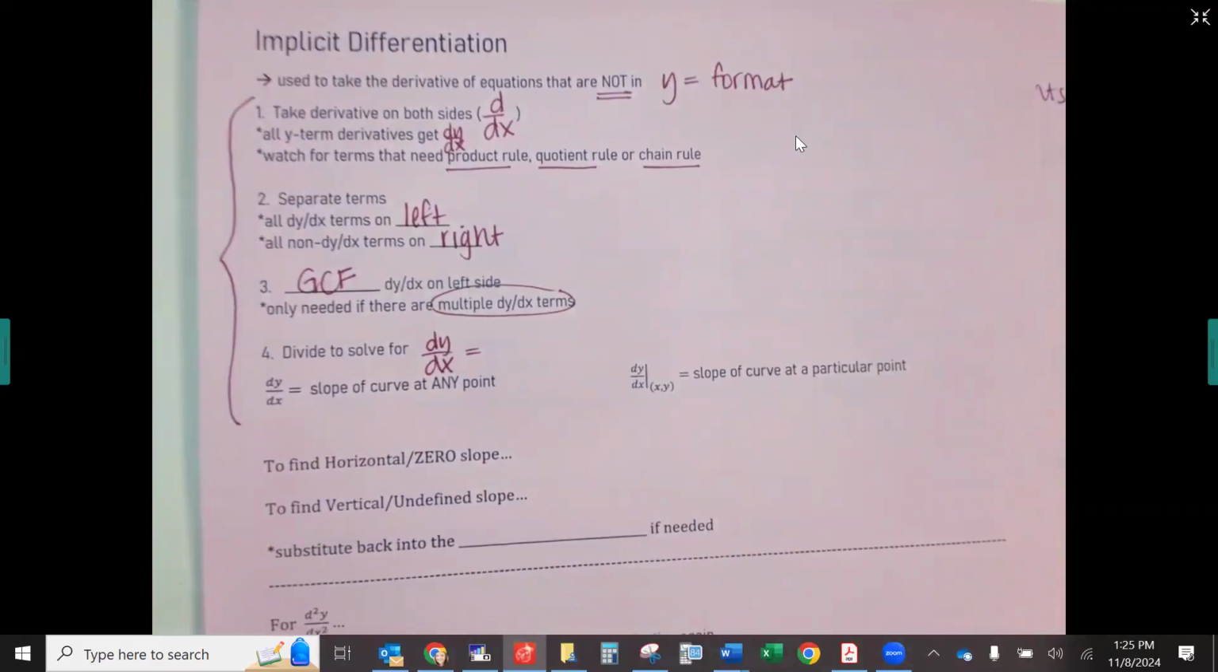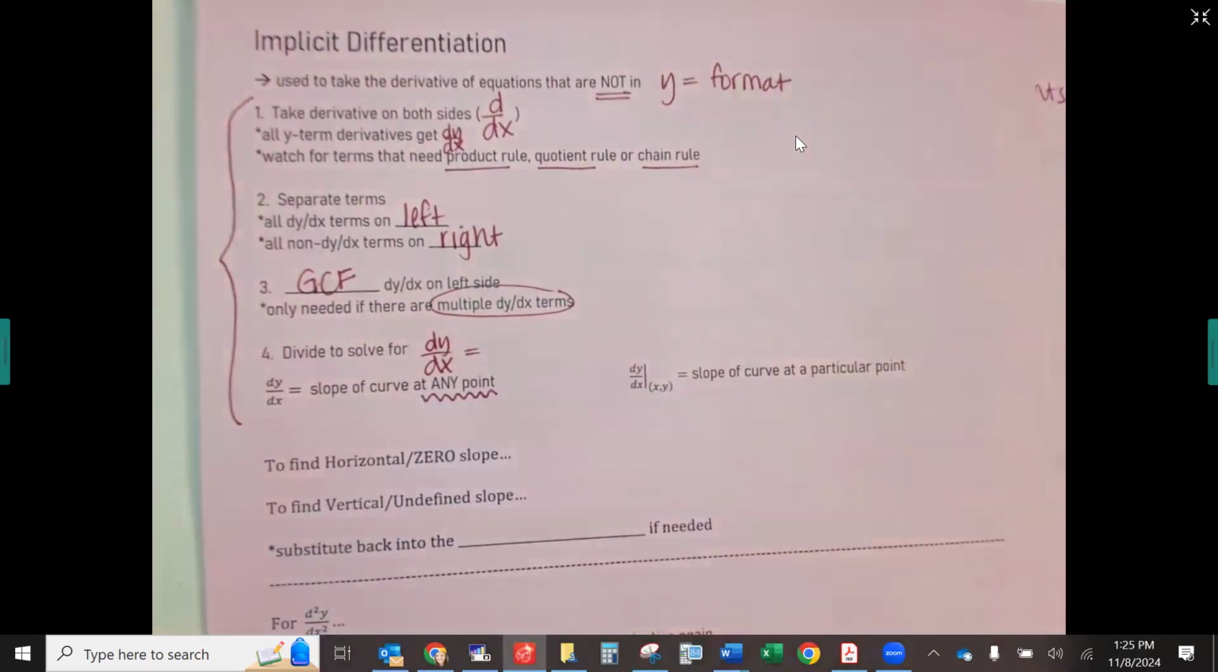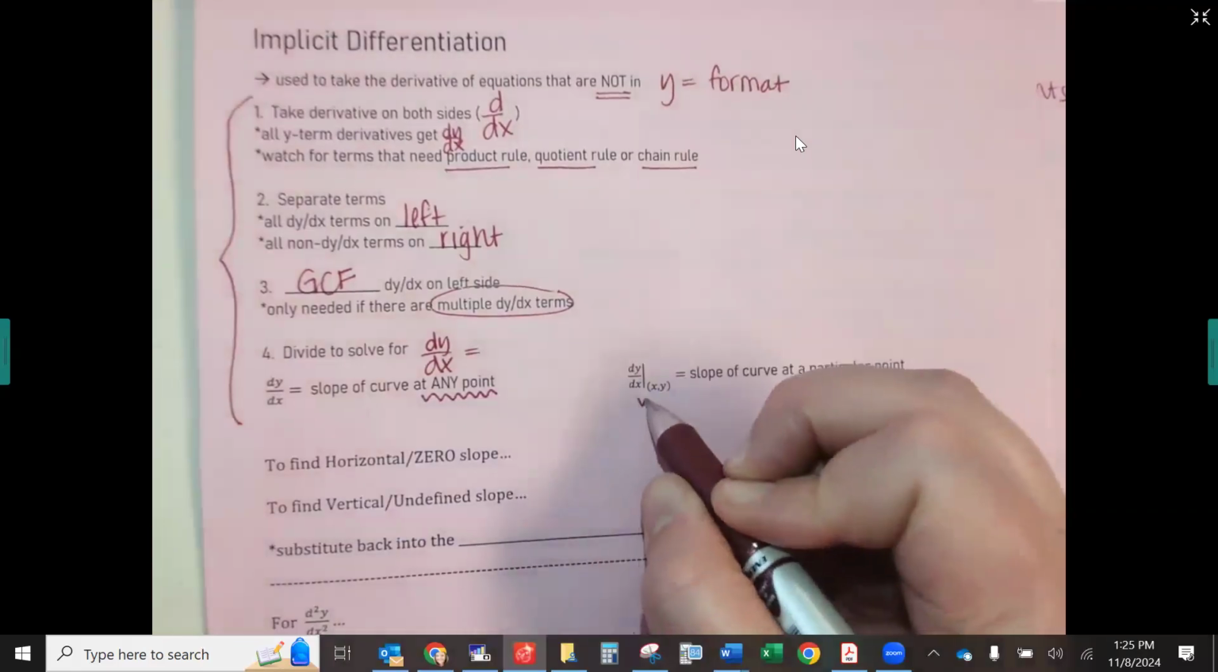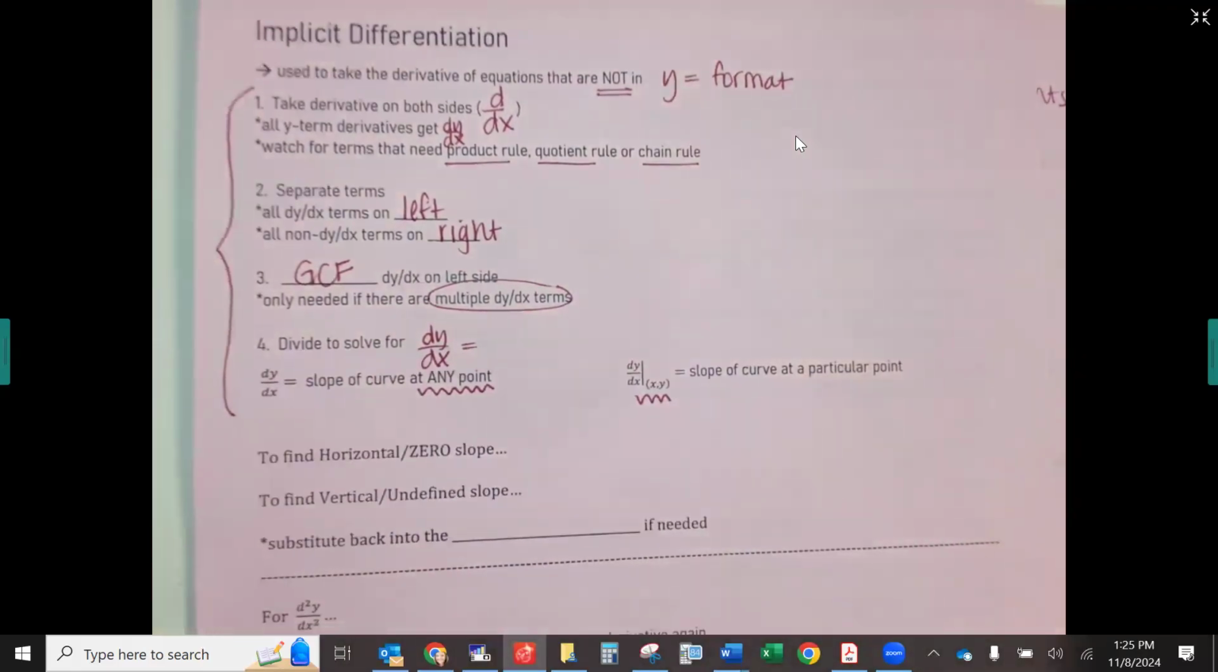Now, let's talk about notation. dy/dx is the slope for any point that you want. When you plug in your specific point, you need to make sure that you put the vertical line and then the little x comma y of whatever you're plugging in.